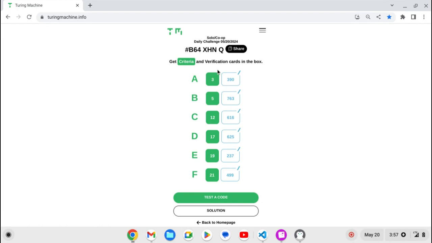The 6 criteria cards used in today's puzzle are 3, 5, 12, 17, 19, and 21, and it uses the blue verification cards. And of course, above we have that unique identifier that you can always use to search for this puzzle on turingmachine.info and get the details.